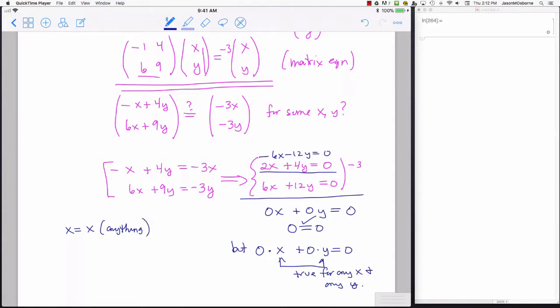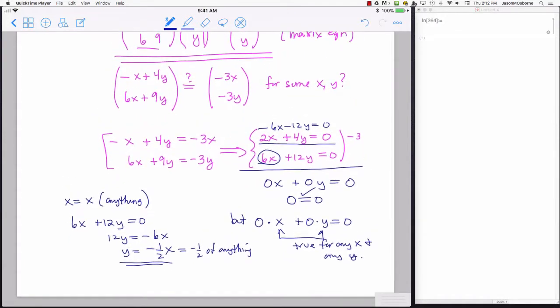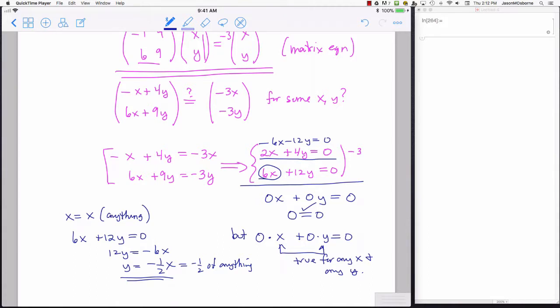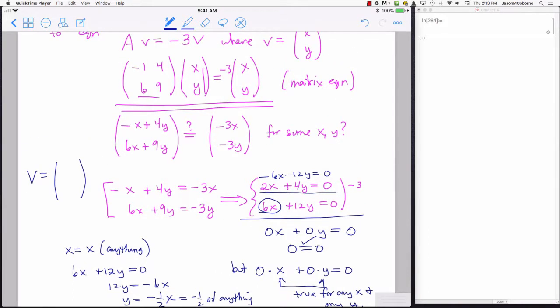And if x is anything, then put this into the other equation: 6 times anything plus 12y equals 0, and solve for the other value. So y is equal to negative 1/2 of x. Since x could have been anything, y comes out to be minus 1/2 of anything. So what we've walked ourselves into is that the solution to the original matrix equation, Av = λv, is that x could have been anything and y was negative 1/2 of that same thing.